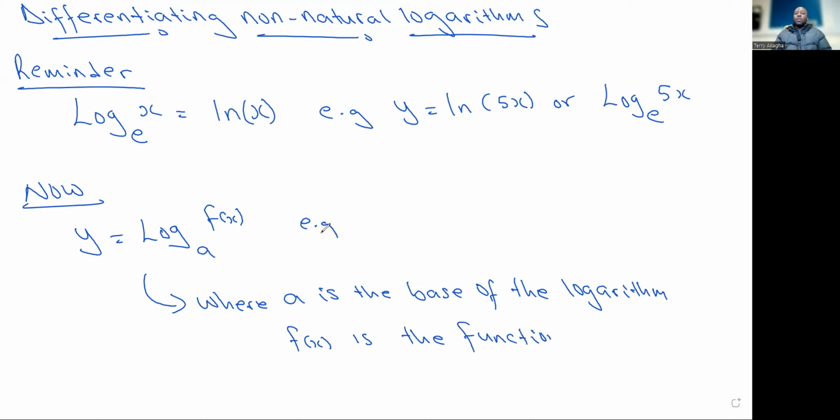So for instance, we're told to find y is equal to log 3x to base 5. So we're told to find the derivative of log 3x to base 5. How will you go about it? In the previous one, it was log x to base e. But now we're having a particular function of x with a particular base. So we want to talk about this type of logarithm and how to differentiate it.